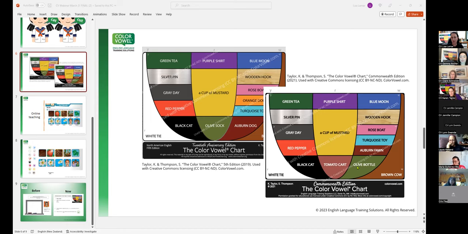And that just gives you a sense of how those work and why it is that tomato cot might not be comfortable for you in everyday English, or olive sock may not work at all the way Lisa experienced.